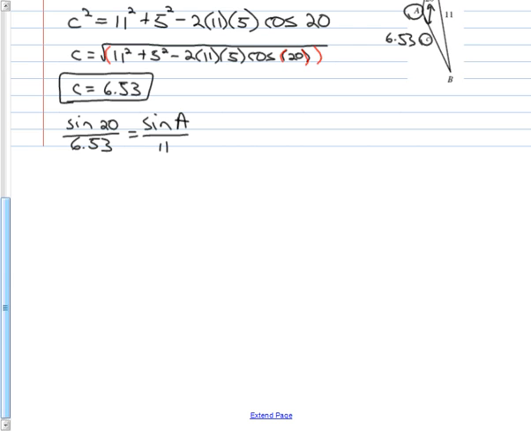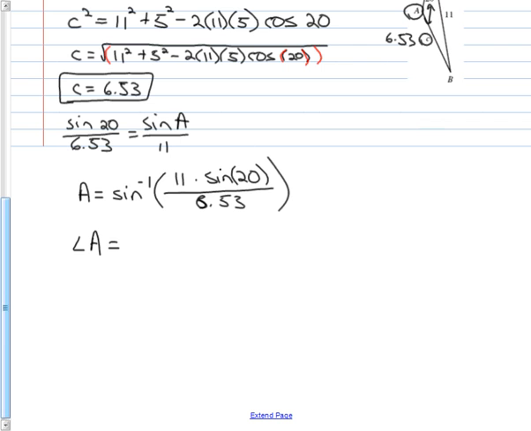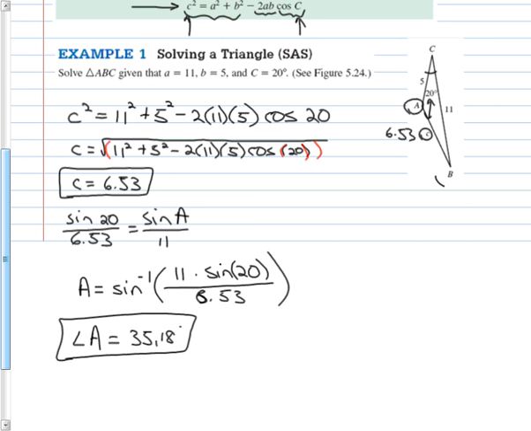So remember how this worked? In order to get A, I'm going to have to take the inverse sine of 11 times sine of 20. Go ahead and try this. Divided by 6.53. 35.18. So now I have my angle. The only thing I am missing is my third angle B, so we know triangles add up to 180.